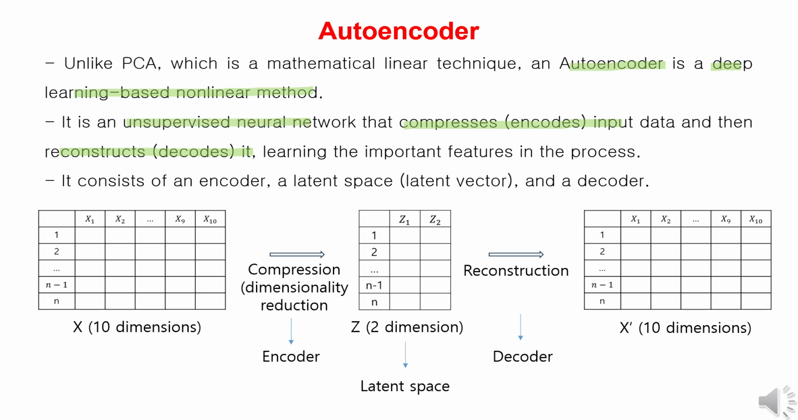As shown in the diagram below, the structure of an autoencoder is simple: an encoder that compresses the data and reduces its dimensions, a latent space or latent vector that holds the compressed information, and a decoder that reconstructs the data back to its original form.